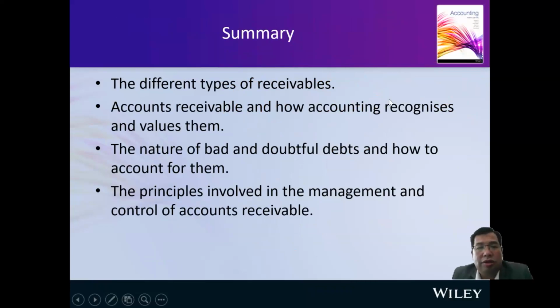Okay. As a conclusion, there are different types of receivables. We have account receivable, bill receivable and other receivable. So it's very important for us to value our account receivable correctly. We want to make sure we provide a reasonable estimation of the doubtful debt as well as account for the bad debt. Another thing is, as a manager or accountant, you should devise a good credit policy to ensure you have minimal bad debts and doubtful debts.